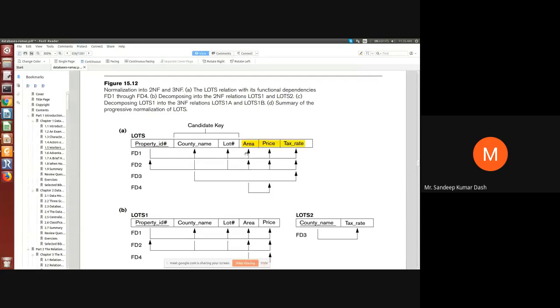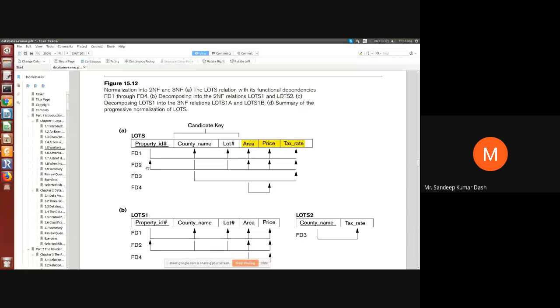Fine. So for these non-prime attributes, you have to check whether they are full functional dependent on the primary key or partial functional dependent. Here the primary key is a single attribute. So there is no way of getting full or partial. That will be automatically full, because all are dependent on this one. So this is a full functional dependency.